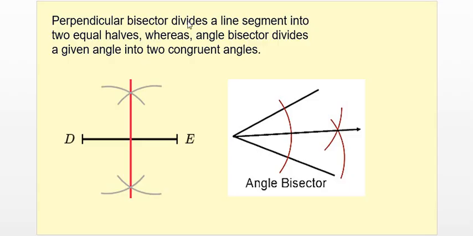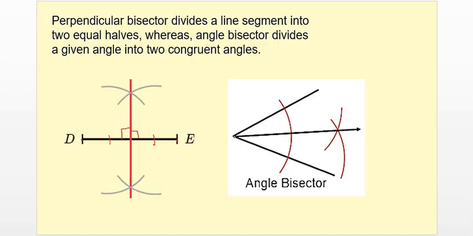First of all, a perpendicular bisector divides a line segment into two equal halves. Whenever we draw a perpendicular bisector, for example, here I have a line DE, when I draw the perpendicular bisector, DE will be cut into two equal halves. So this part will be equal to this one, and here we can show that this is making a right angle with the line DE. This perpendicular bisector, the red line, makes the right angle with the line DE.